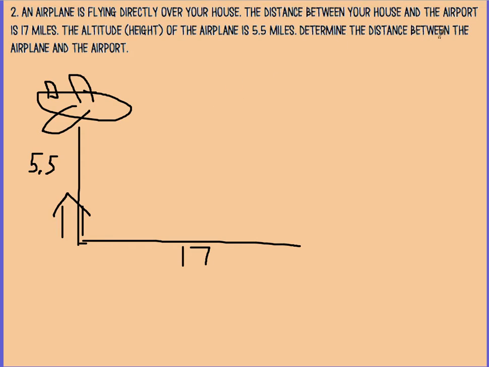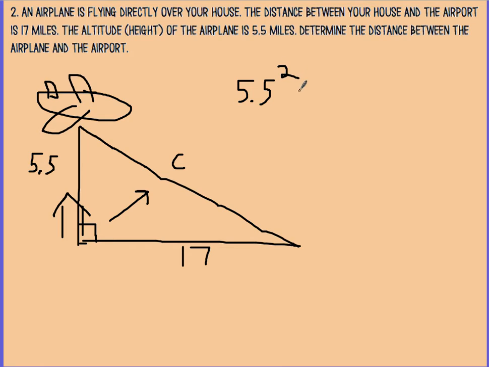And then determine the distance between the airplane and the airport. So when an airplane is descending, it's going to descend like this. All right, so now I have a right triangle here. And I know across from the right angle is C. So this one asks us to go ahead and calculate that distance. So we'll have to use the Pythagorean theorem here.